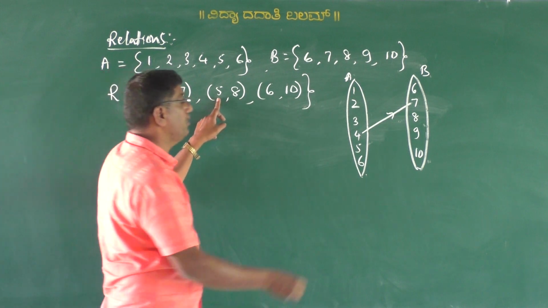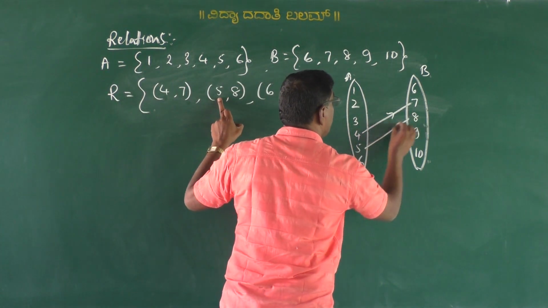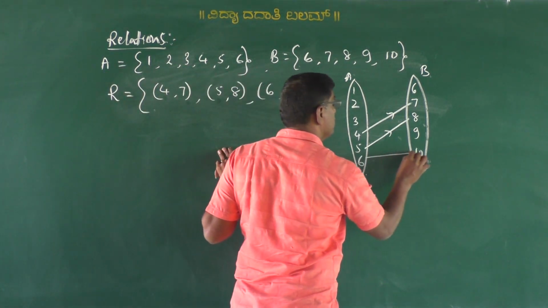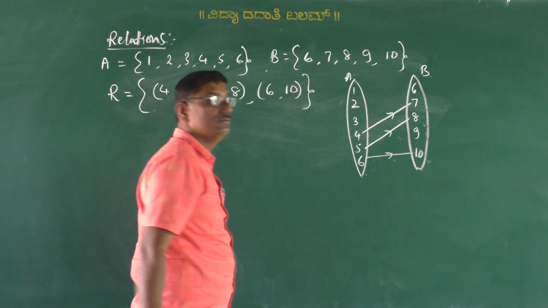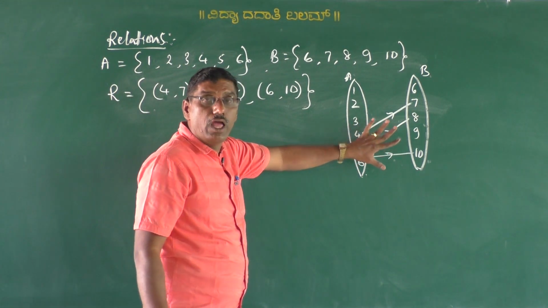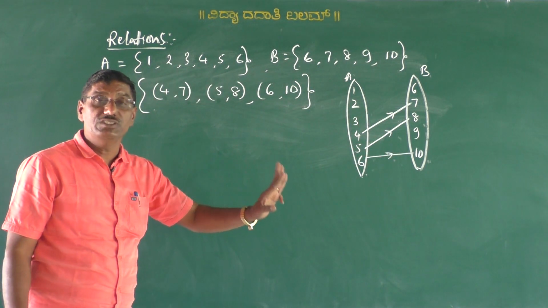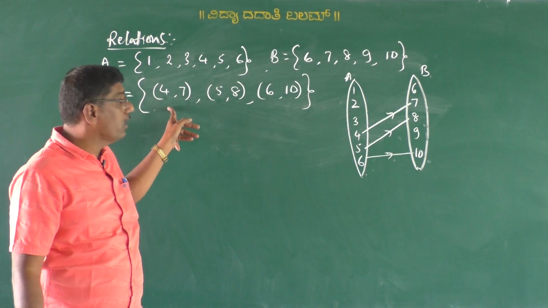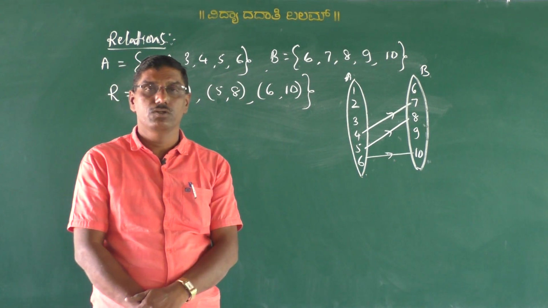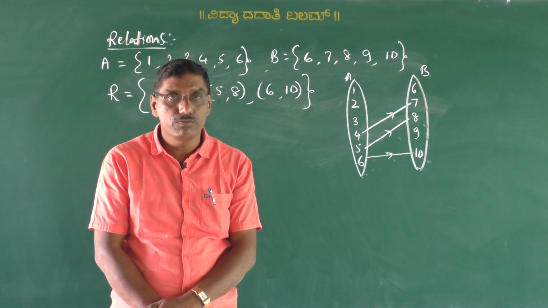5 is related to 8. And 6 is related to 10. This is what we call an arrow diagram, a representation of a relation through an arrow diagram. Have you all understood?